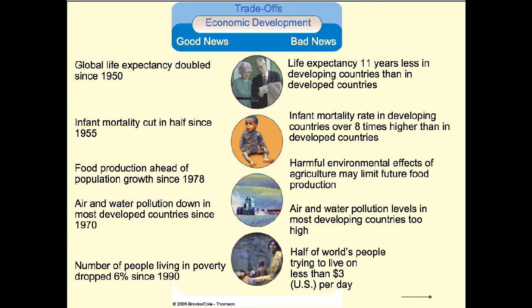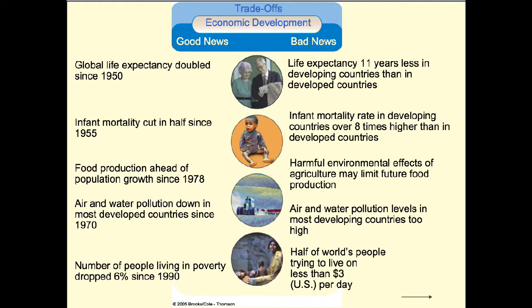Now, because of the development, yes, there is some good news and bad news. Global life expectancy has doubled since 1950. Infant mortality cut in half since 1955. Food production ahead of population growth since 1978, so we're producing more food than we're consuming. Air and water pollution down in most developed countries, and the number of people living in poverty has dropped 6% since 1990. But there is some bad news with that.